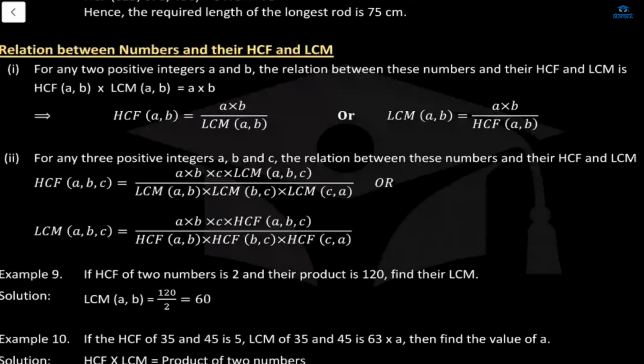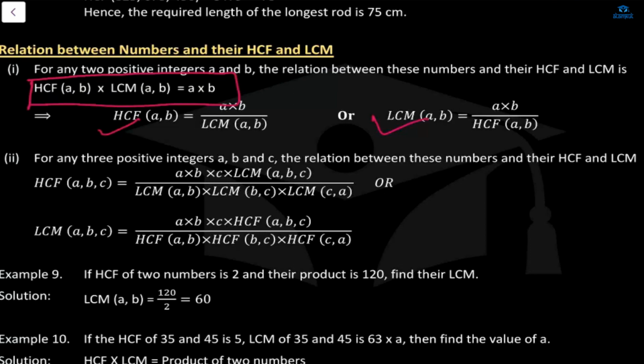So if you are having two numbers, A and B, HCF will be equal to A into B upon LCM. If you multiply HCF by LCM, you will get A into B, the two numbers. If you remember this identity, you can transform it for finding just HCF or just LCM. The main thing to remember is HCF into LCM is equal to A into B. Here A and B are the two positive numbers whose LCM and HCF you are finding. Understood?